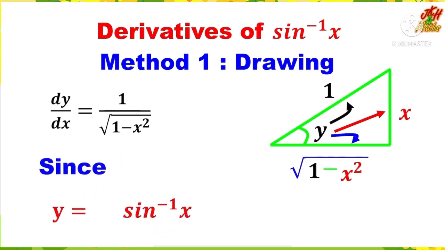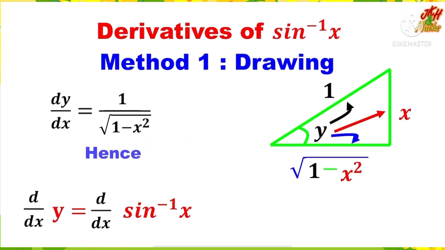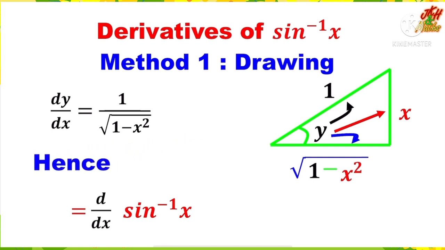Since we know that y is equal to arc sine x, when we differentiate both sides with respect to x, it gives us the value of dy/dx on the left hand side, and it remains in the form of d/dx arc sine x on the right hand side, which is equal to 1 over square root of 1 minus x squared. And this formula is given in the question paper.